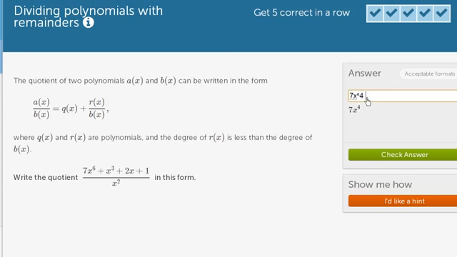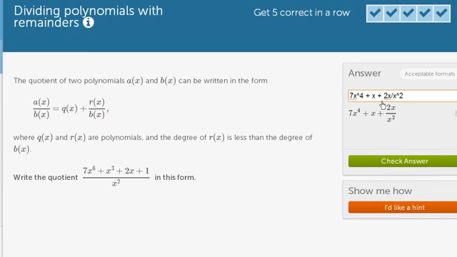And then same thing right over here, plus x to the 3rd divided by x squared. Well, that's just going to be x, so plus x. And then we're going to have 2x divided by x squared. But remember, we want to write it in a form of r of x over b of x, where r of x has a lower degree than b of x. Well, 2x has a lower degree than x squared. Here, this is a degree 1. This is degree 2. So you could write it as plus 2x over x squared, like that.